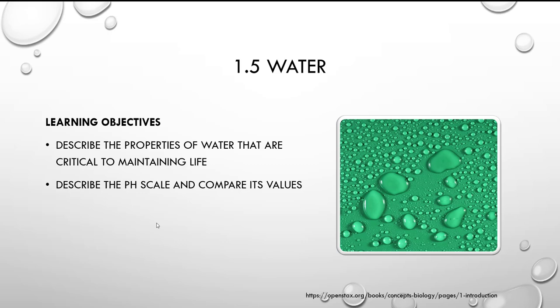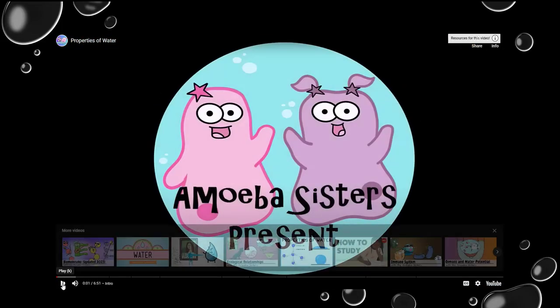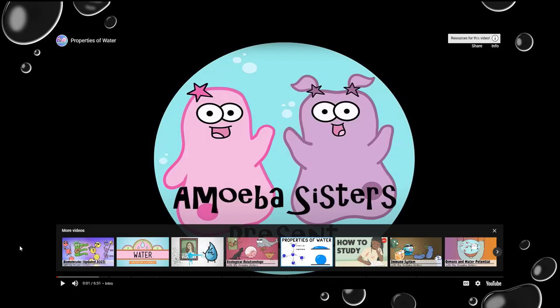And then we're also going to describe the pH scale and compare its values. By the end of this video, we should be finished with Chapter 1. So we're going to start out with an Amoeba Sisters video. It will cover, again, that first objective, why water is so critical for life, and the characteristics that make water so critical for life.